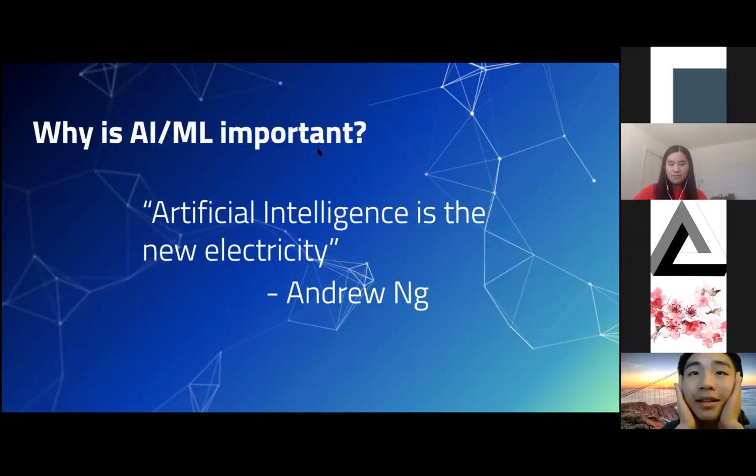All right. This is a very famous quote from one of the most famous experts in ML, Andrew Ng, who teaches a course on Coursera. And he says, artificial intelligence is the new electricity. And this really emphasizes why AI and ML is so important. It's because it's the new resource that's going to be incorporated into every industry, just as electricity has.